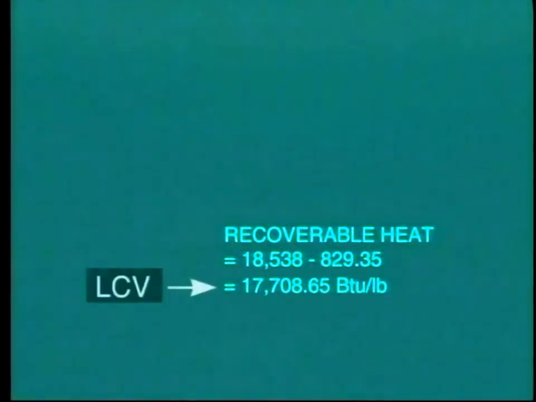The real implication of this is that all of the heat in the hydrogen contained in the fuel is in fact not available. In other words, the recoverable heat content of the fuel oil is actually 18,538 minus 829.35, and this equals 17,708.65 BTU per pound. This value is actually known as the lower calorific value, indicated as LCV.